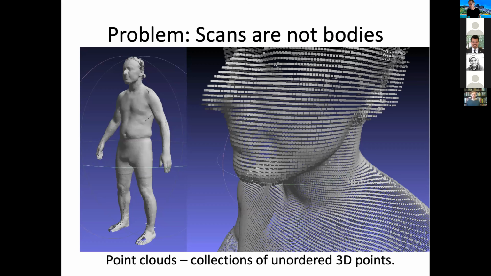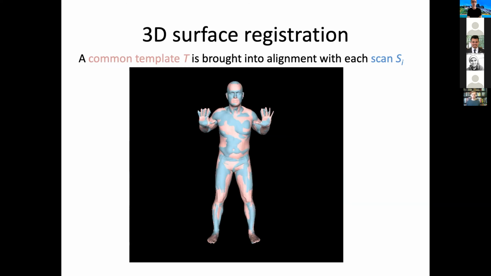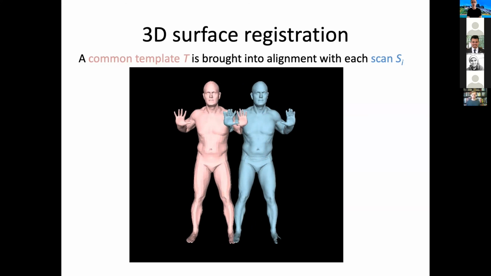Now there's one big problem. So now we've got thousands of scans, and we've got some idea that we want to learn this mathematical model that captures and represents them. But scans are not models. They're just a collection of unordered 3D points. And so the very first step of building a body model is to take a template mesh in pink here and bring it into alignment with each of the scans S sub i.